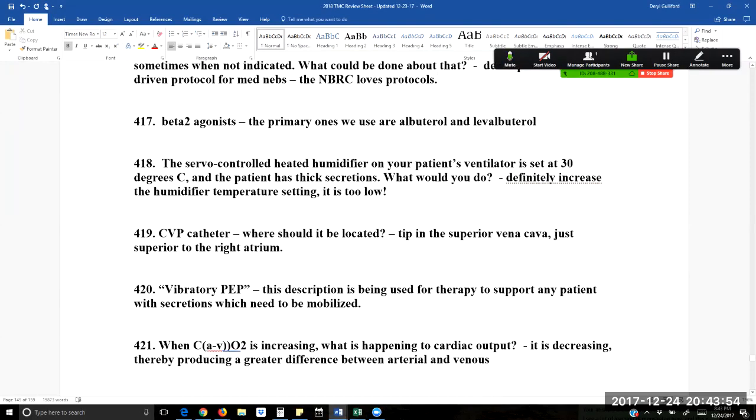The servo-controlled heated humidifier on your ventilator is set at 30. Well, folks, that's quite a bit below body temperature, right? Body temperature is 37 centigrade. So if a patient has thick secretions, a smart thing to do would be to increase the humidifier temperature. It's too low. So you need to be able to recognize that and get it up closer to body temperature.